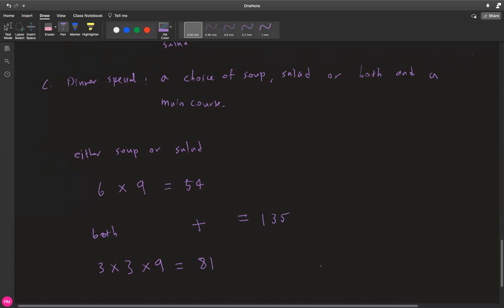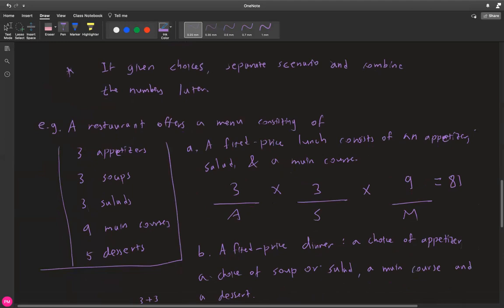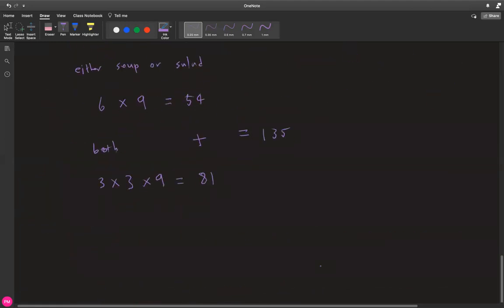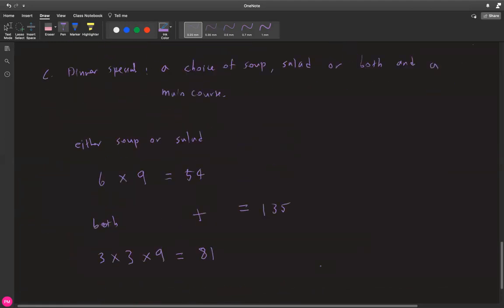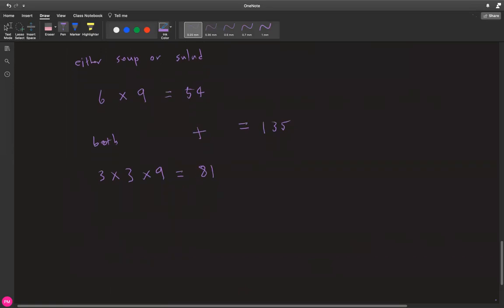So this problem was a smaller number, but I think it was very similar to the previous problem we did with the outfits. And these are pretty much the difficulty that you should encounter when it comes to multiplication rules like this. Now let's look at the next example.